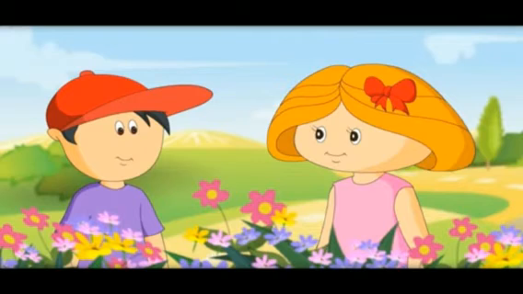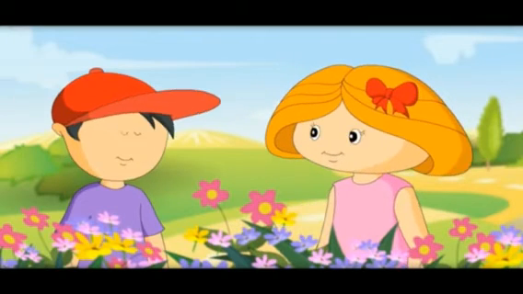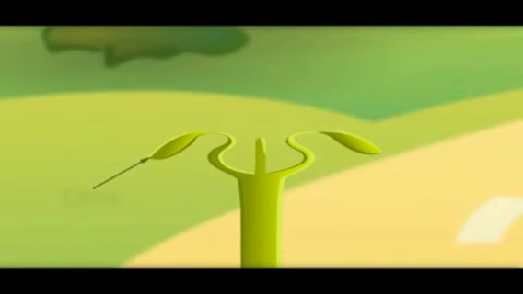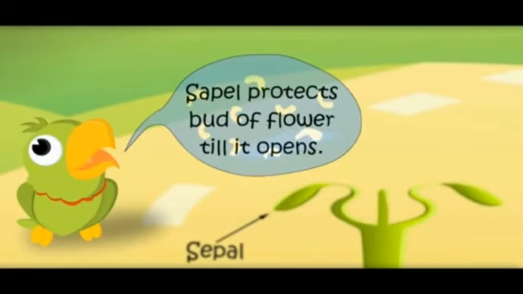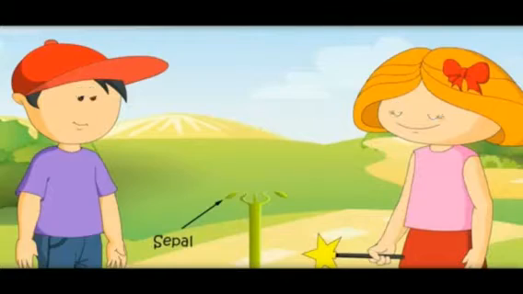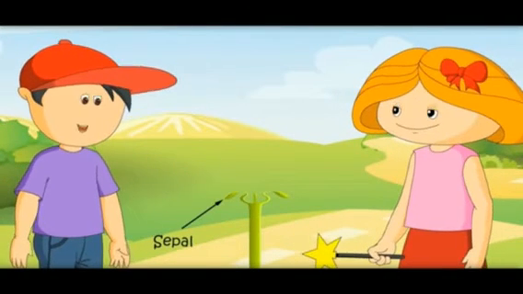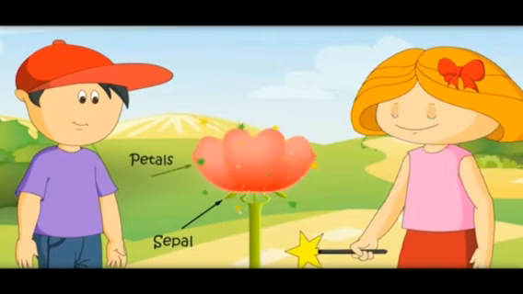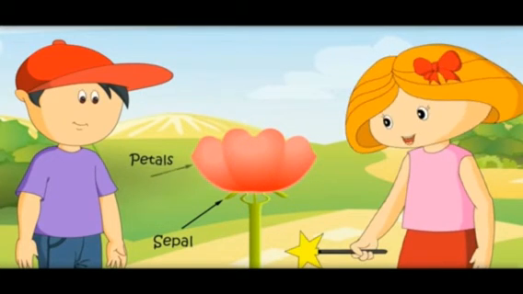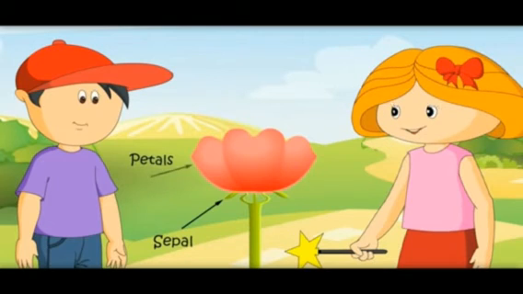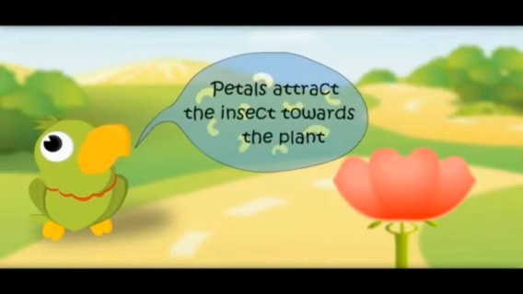Let's start. Yeah, let me first bring some sepals. You know, these sepals protect the bud till it opens. Sepal protects the bud of the flower till it opens. Now bring petals, the most beautiful part of the flower. Aren't they attractive? Yes, they are. They attract insects towards the plant. Petals attract insects towards a plant.